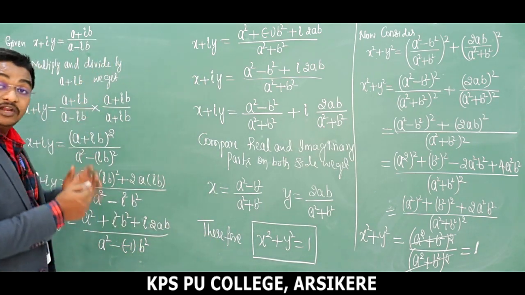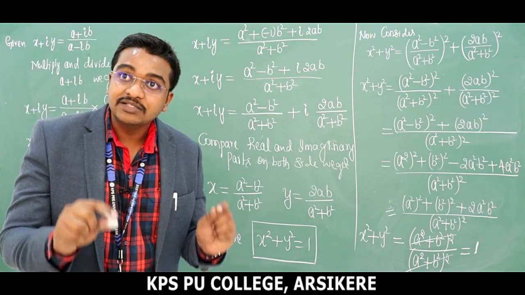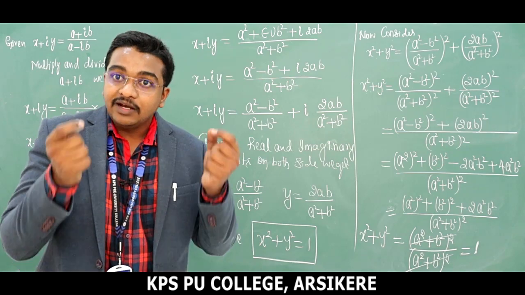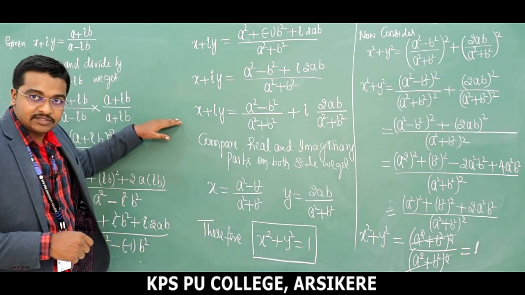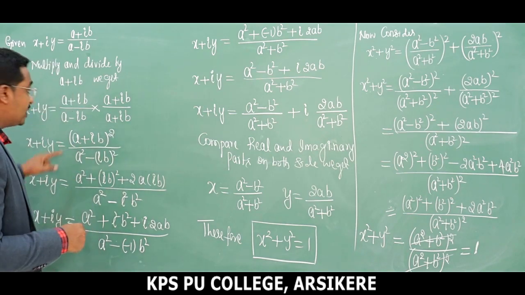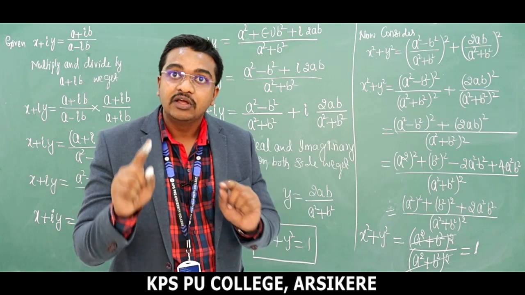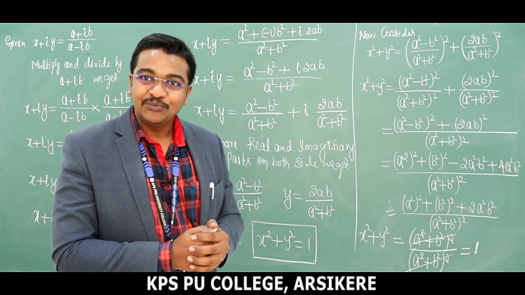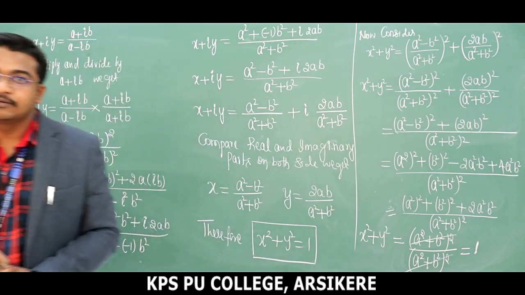So this problem is very important. The concept is very simple. First convert the given complex number as x plus iy, then take the real part and imaginary part, take the sum of the squares, square of the sum. So we consider x square plus y square and simplify. We are left with x square plus y square is equal to 1. Understood, children? Take a pause and note all the things that I have written here.